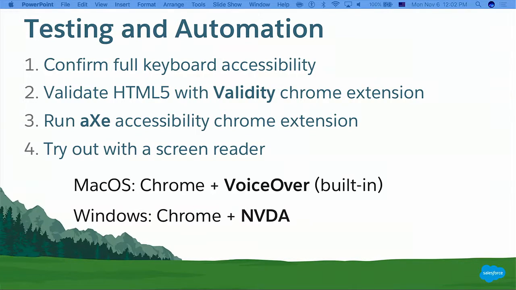Right? If you have valid HTML, that's the first step to accessible HTML. We recommend the Validity Chrome extension for that. For 3, we're partial to the Axe Accessibility Chrome extension. It's very good at testing your ARIA markup, and it will also check the basics, images with alternative text. It will ensure that your forms are properly labeled.